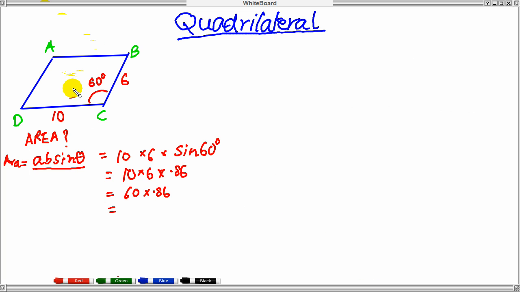So there are two ways you can find the area of the quadrilateral. One is AB sine theta, what we discussed. Another formula is AB times the height, where height is the height of the quadrilateral, which is this. Let me draw a line. So this is the height, and this is a 90 degree angle. So that is our quadrilateral problem. Let's discuss one more.